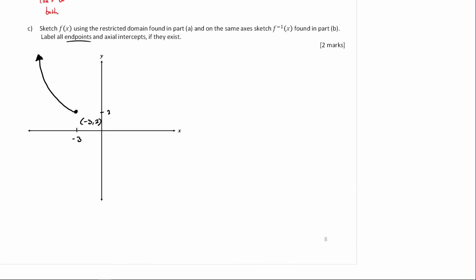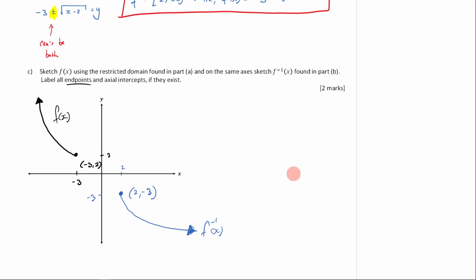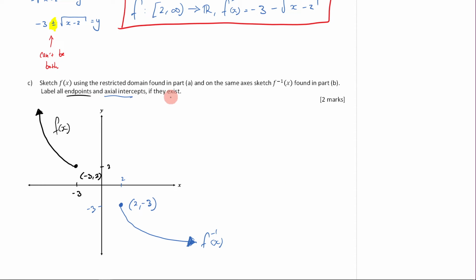Now, you could do this in a couple of different ways. You could just say, well, I know that the endpoint is just going to have the x and y switched. So this will be 2, this will be negative 3, it will be there. And I know it's the bottom part of the graph. It's important to label these as well. This is the inverse, and the black one is the original. Label this as 2, negative 3, and I'm done. There are no x-intercepts here, and it says axial intercepts, if they exist. They don't exist in this case.